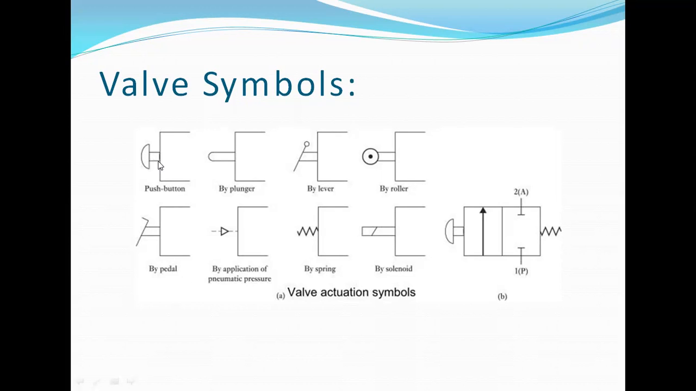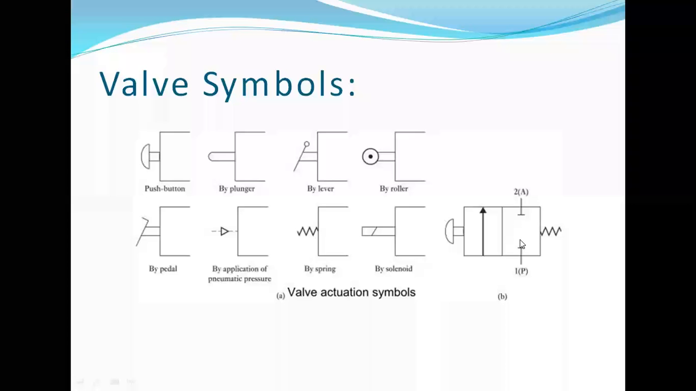This is a push button system, that is, externally applying force or pressure by pressing. Next one is the plunger, when the plunger has been retracted. Then, along with the plunger, we have this lever. When the lever is operated with respect to the external supply, it will automatically actuate the forward movement of this DCV or the return movement of this DCV.